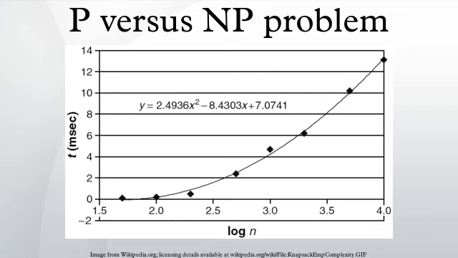P versus NP problem is a major unsolved problem in computer science. Informally, it asks whether every problem whose solution can be quickly verified by a computer can also be quickly solved by a computer. It was introduced in 1971 by Stephen Cook in his seminal paper The Complexity of Theorem Proving Procedures, and is considered by many to be the most important open problem in the field. It is one of the 7 Millennium Prize Problems selected by the Clay Mathematics Institute to carry a $1 million prize for the first correct solution.